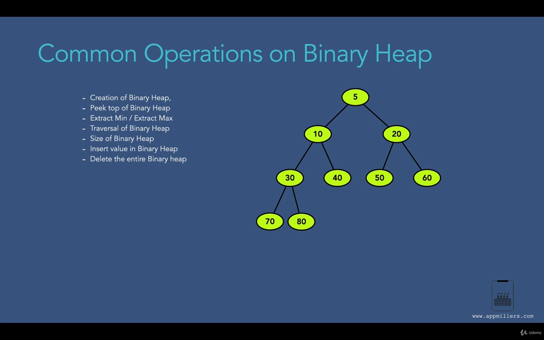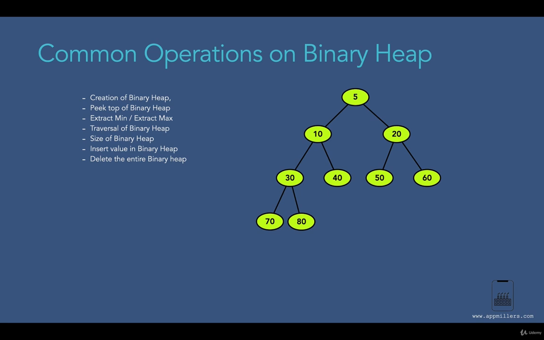Now in the previous lecture, we have learned what a binary heap is and why we need a binary heap. In this video, we will talk about common operations that we can perform on a binary heap. These are the common operations: first, creation of binary heap; second, pick the top of binary heap; then extract minimum, extract maximum, then the traversal of binary heap, the size of binary heap, inserting a value to the binary heap, and finally deleting the entire binary heap.